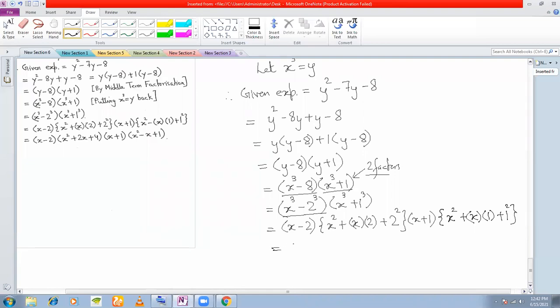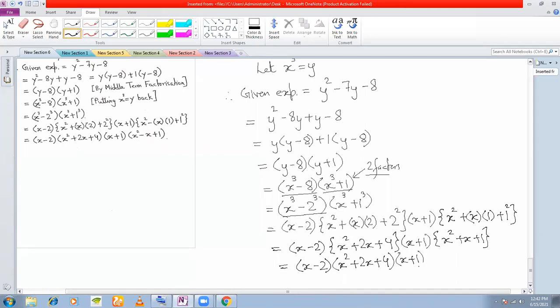Okay. So if you simplify, you get x minus 2, and here you get x square plus 2x plus 4. Here you get x plus 1, and here you get x square plus x plus 1, which is equal to x minus 2. Now you convert the curly brackets to normal brackets: x square plus 2x plus 4 into x plus 1 into x square plus x plus 1. And that is all.